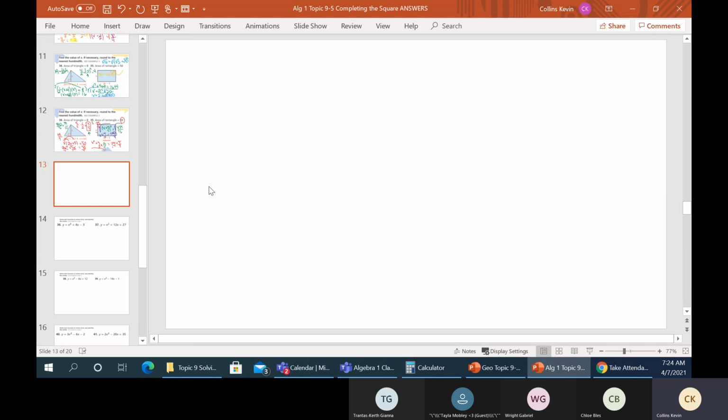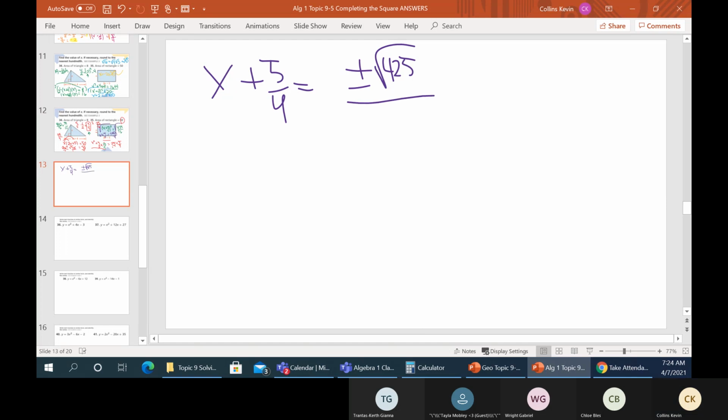All right, so where did we leave off at? So we were up to, we had x plus 5 over 4 equals plus or minus the square root of 425 over the square root of 16 is 4.